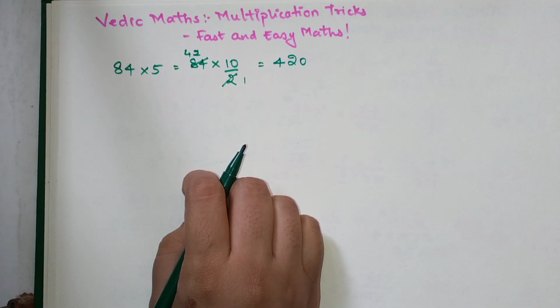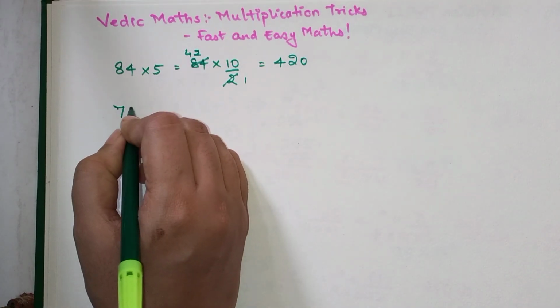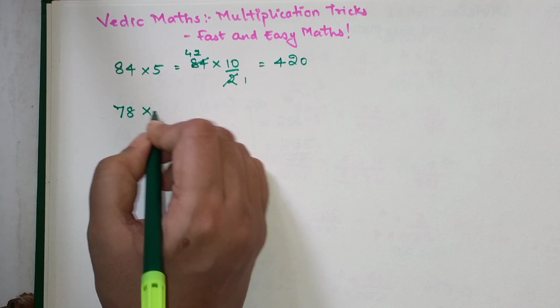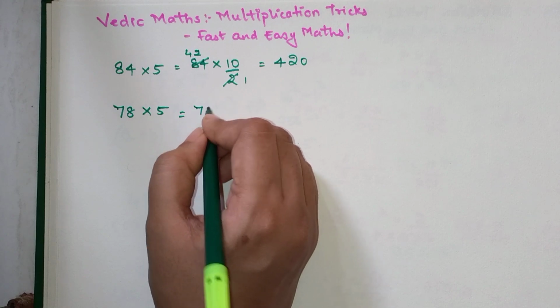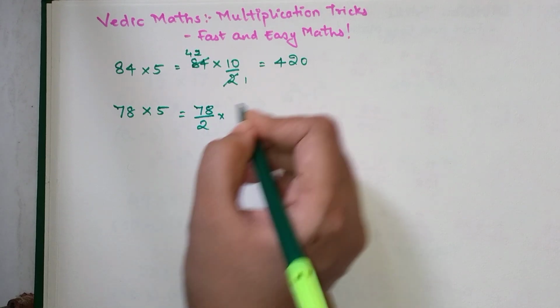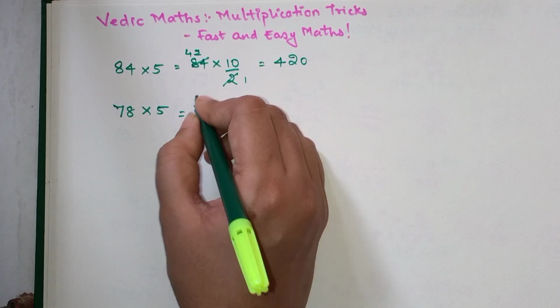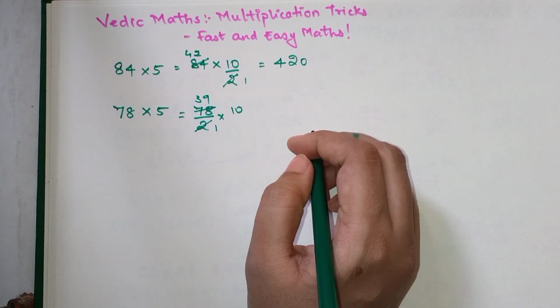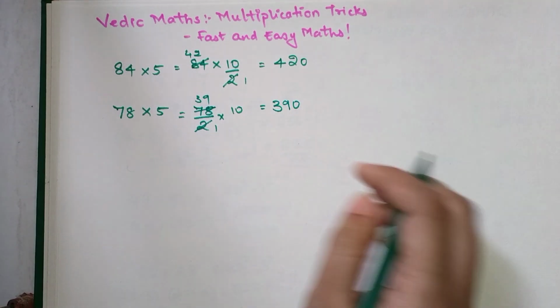This is decent, right? Let's try for some other sum. How about we multiply 78 into 5? So what do we do in this case? Again, we divide 78 by 2 and multiply it by 10. So 2 39s get me 78. So my final answer is 390.